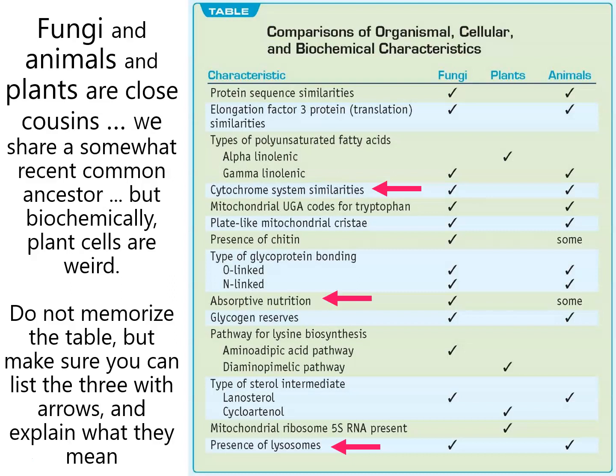And what this slide has is a table that shows biochemical differences between fungi, plants, and animals. What I want you to get out of this table is not, I don't want you to memorize it, you don't even have to read the whole table, but the three things with arrows are important, distinct characteristics that we share with the fungi. And more than that, they're just things I want you to understand. I want you to know what they are.